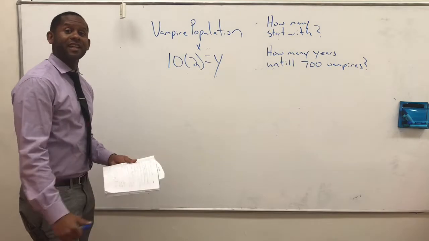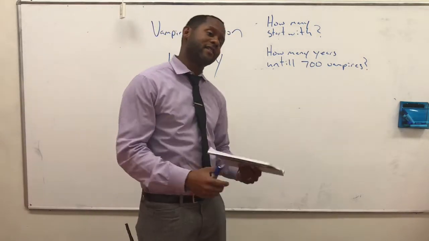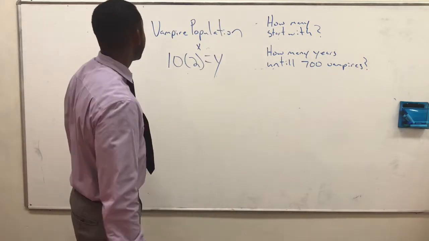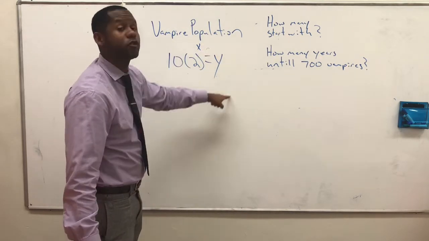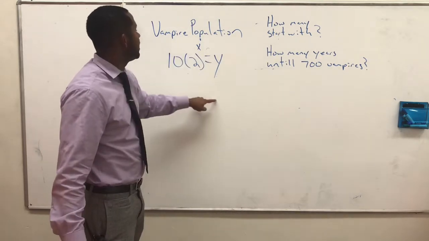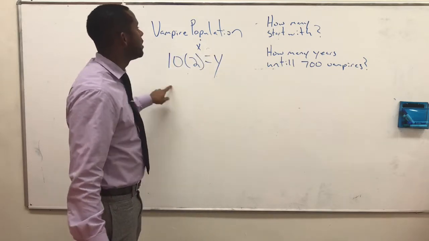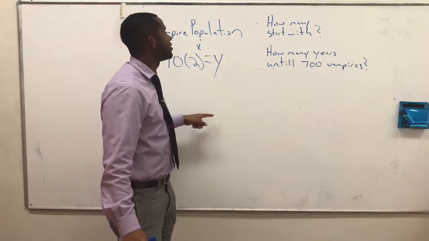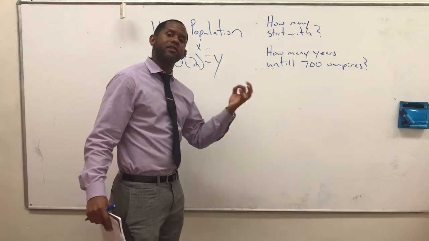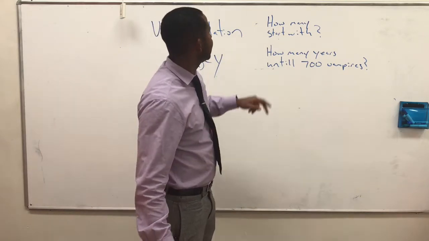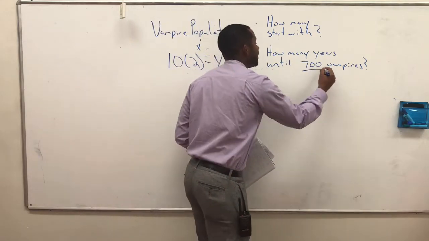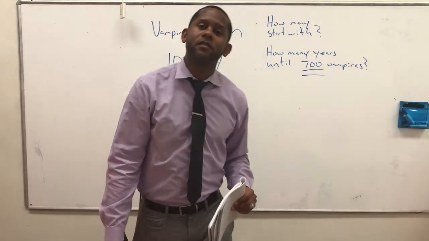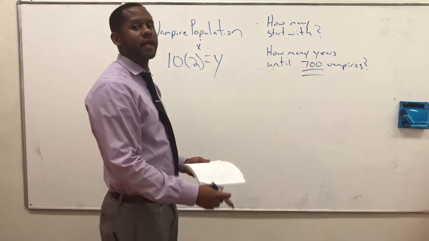All right, now we're going to take something that you all just did in class today. You did the thing about the vampire population, and every group had no problem coming up with this equation to model the vampire population. So I want you to answer 2 questions. How many vampires did we start off with? And how many years will it take until we have 700 vampires? Go ahead and solve that.